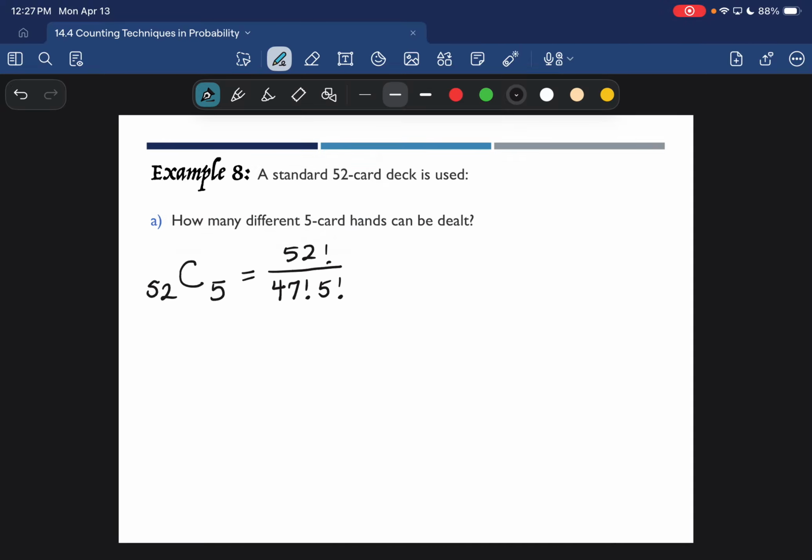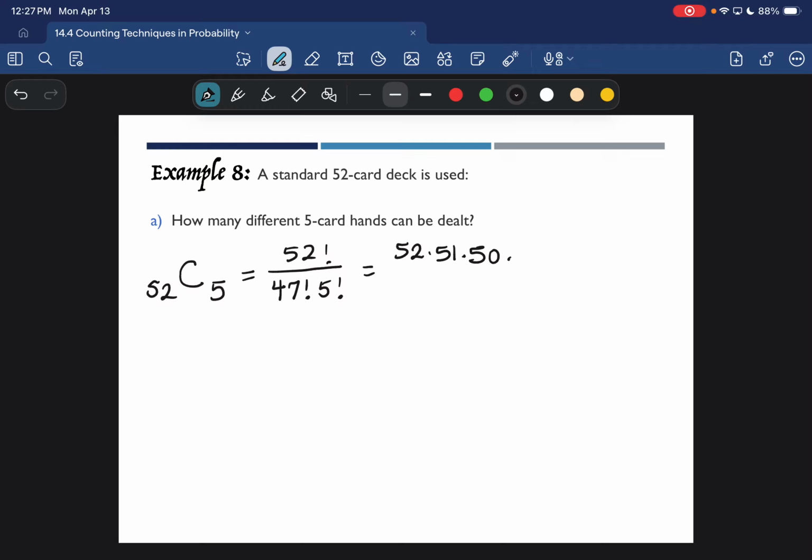Your calculator, if you put these in, is not going to be able to do it. You cannot put 52 times 51 all the way down to 1 in your calculator. It's too big, way too big, actually. So it is absolutely necessary that we simplify something before we put it in on this one. Sometimes we have a choice, and this one we do not.